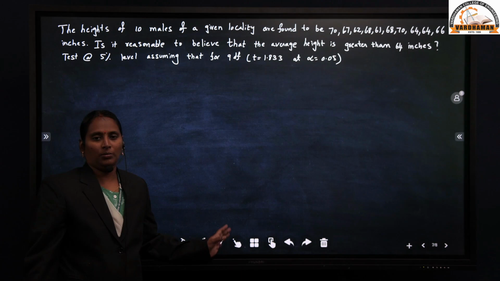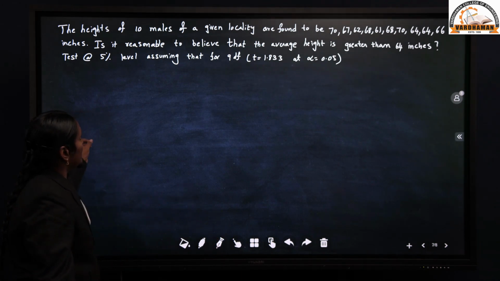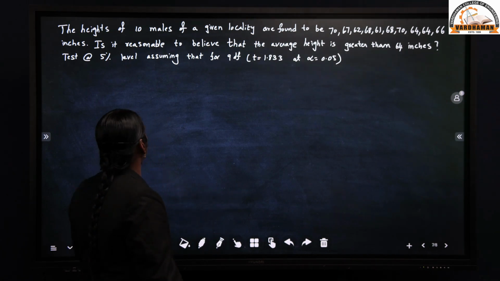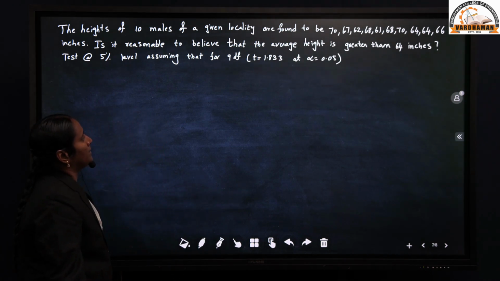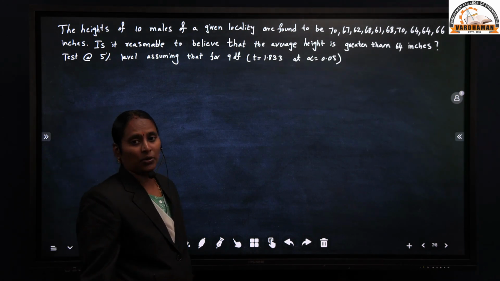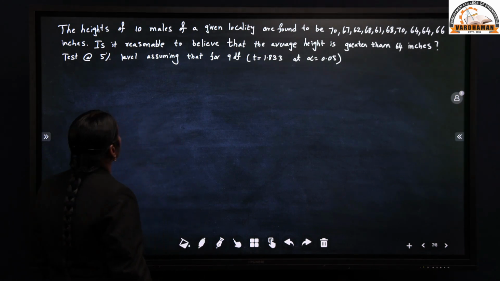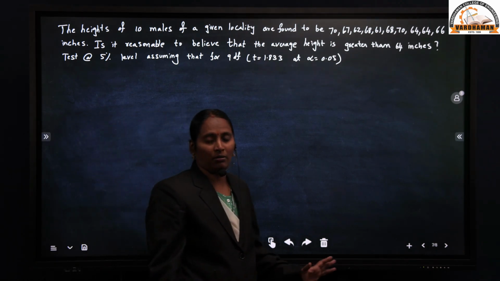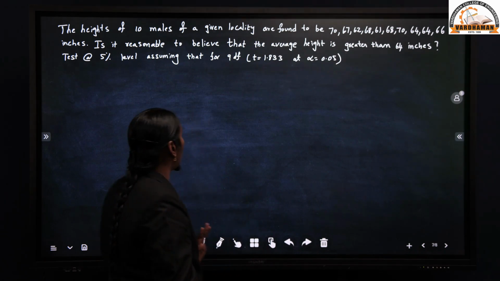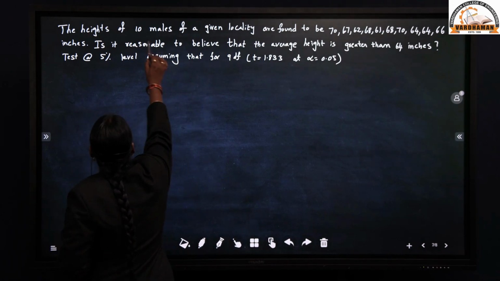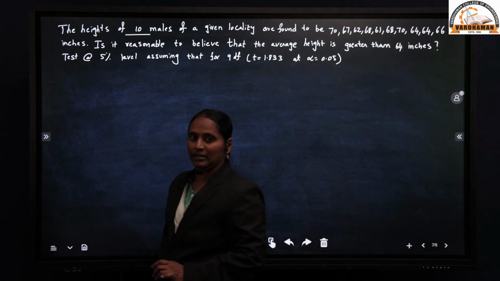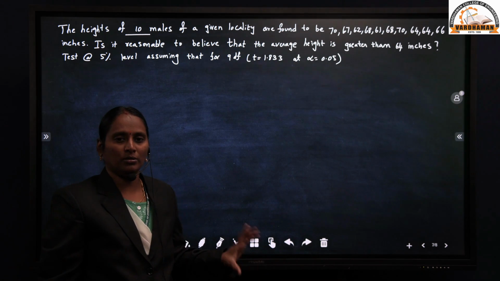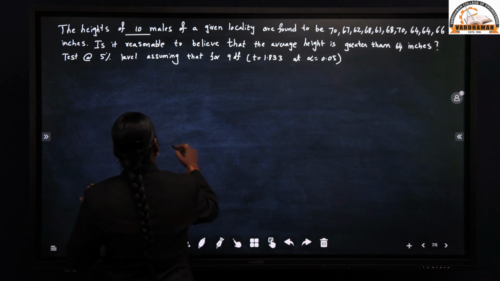Now let us see another problem on t-test for single mean. The heights of 10 males of a given locality are found to be as follows, and they mention 10 sample observations. Is it reasonable to believe that the average height is greater than 64 inches? Test at 5% level assuming the table value for 9 df. They already mention the table value in the given problem. Here the heights of 10 males means the sample size is 10. A sample size of 10 belongs to a small sample test, because 10 is less than 30.